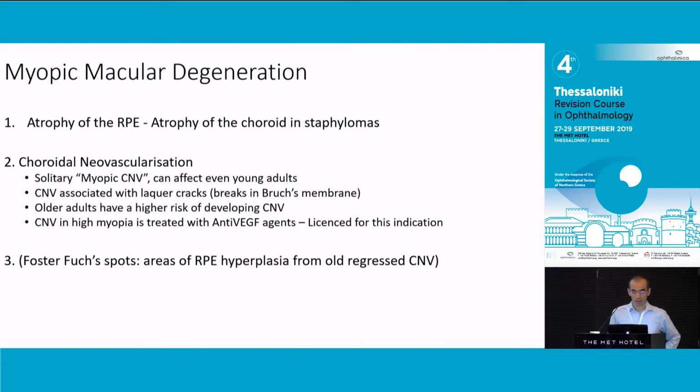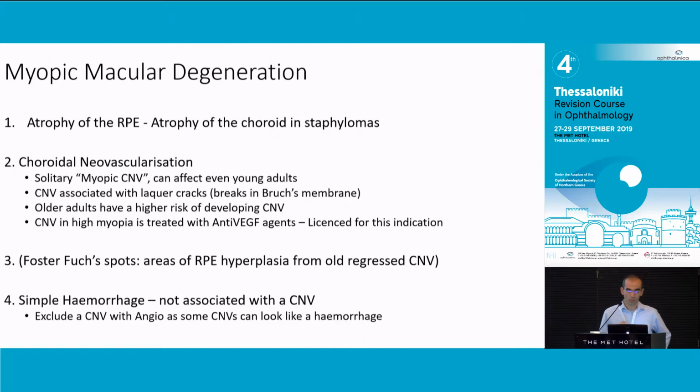Fuchs spots are actually areas of RPE hyperplasia from a regressed CNV, as Adnan has explained, with a lovely talk. And sometimes you can get a simple hemorrhage without a CNV. But it's the sort of thing that you should exclude. You should make sure that there's no CNV there, because sometimes you can get these type 2 CNVs that can look like a blood hemorrhage, but in actual fact it's a CNV. So you should do OCT angio to make sure that this is just a simple hemorrhage. And those patients do really well.